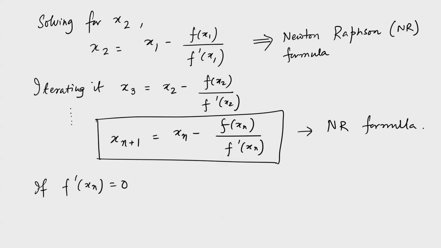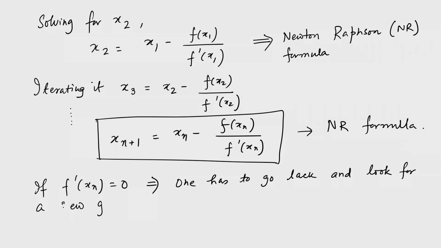So, in that case, one has to go back and look for a new guess, and iterate the process again.